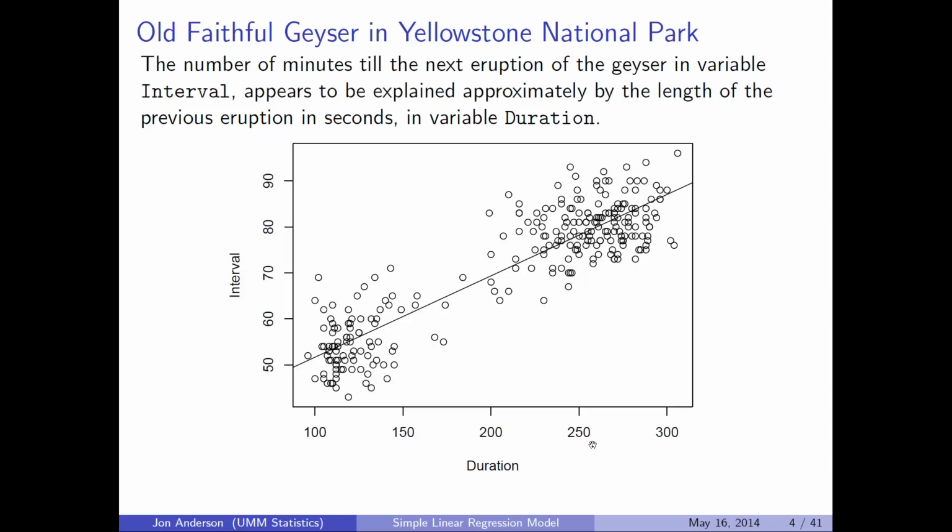What you observe from this plot is that as the previous eruption lasts a longer duration, it takes a longer waiting time for the next eruption to occur. You can see a basic upward pattern. The longer the previous eruption was, the longer you have to wait till the next one. This is an example of a basic situation with one predictor variable and one response variable.